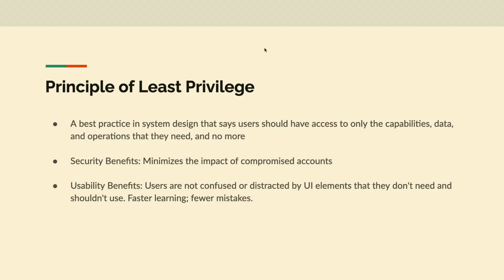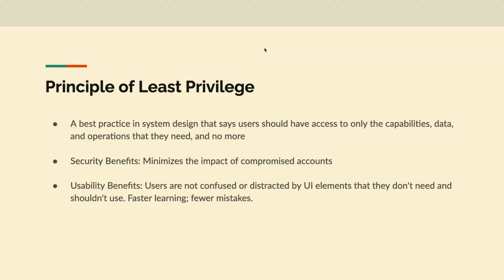The other benefit is usability. Giving people permissions that they don't need causes them to get confused, causes them to get distracted by UI elements that they don't need. It causes them to make mistakes. Have you ever had people accidentally delete something that they should not have had access to in the first place? The fact that they had access to it meant that you were violating the principle of least privilege. So only giving people what they need gives you some pretty big usability benefits. It's easier to learn and they don't make mistakes.